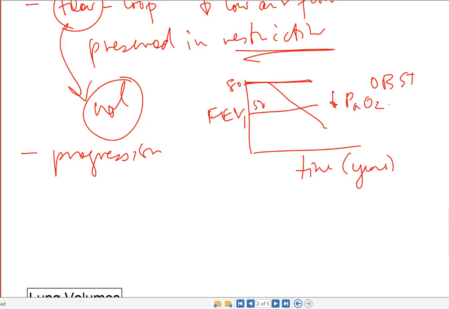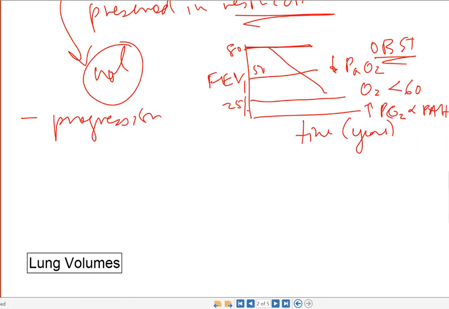in our O2 level. But the big one is going to be when we get to 25% of normal function, because that's where we're going to see a PO2 of less than 60, which is the definition of failure, and we're going to see an increase of PCO2, which means that we've got ventilatory failure, and now we're going to be associated with pulmonary artery hypertension and cor pulmonale. So FEV1 is a really useful parameter for following the progression of obstructive diseases.